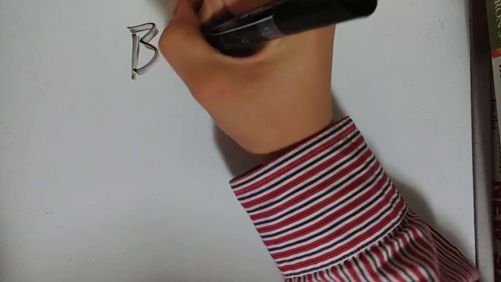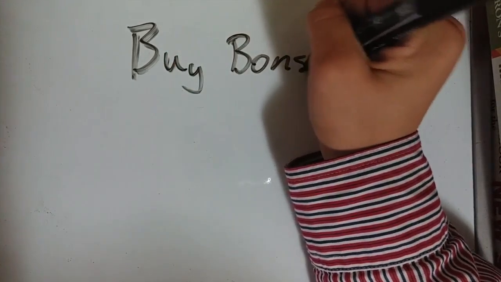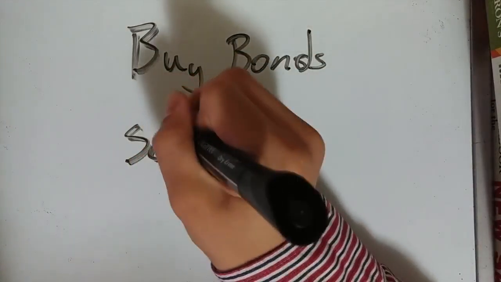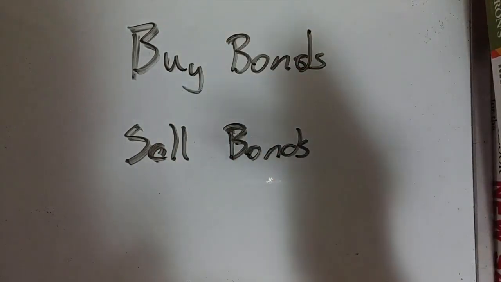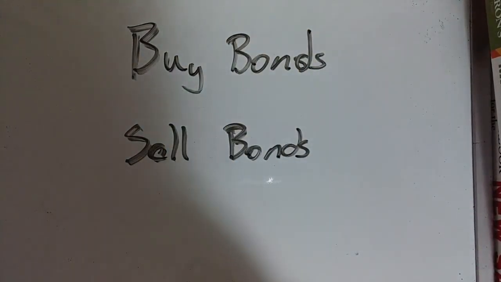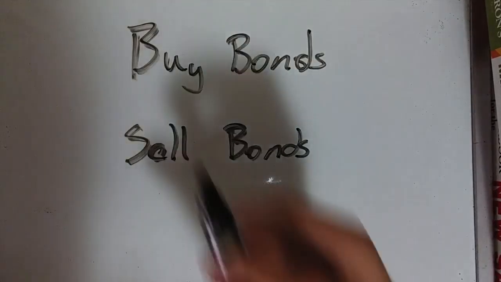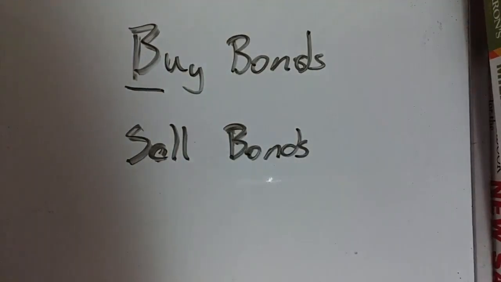The Federal Reserve can sell bonds to banks and people. There are two options the Federal Reserve has with bonds. They can either buy bonds or sell bonds. And this buying and selling refers to buying bonds from the banks and people, or selling bonds to the banks and people in return for money. If they buy bonds, they're buying them back from the banks and the people.